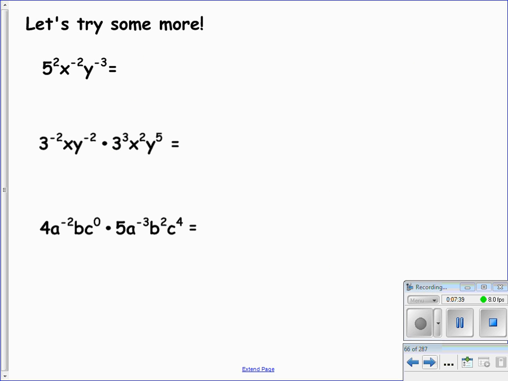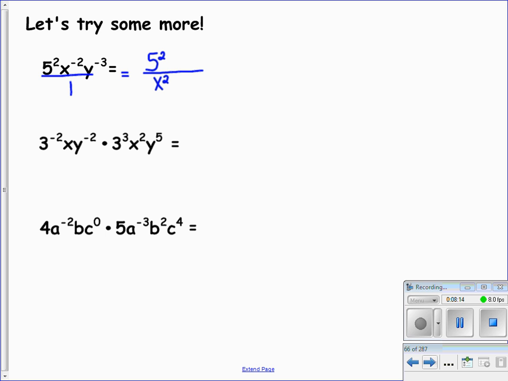So these get a little bit more confusing, so let's try the first one. 5 squared x to the negative 2nd, y to the negative 3rd power. Again, I'm going to put that entire quantity over 1. And now I'm going to take each one individually. 5 squared, the exponent is positive, so I am fine leaving him in the numerator. X to the negative 2nd power, I have a negative exponent. So I am going to take the reciprocal and make that exponent positive, so that goes in the denominator.